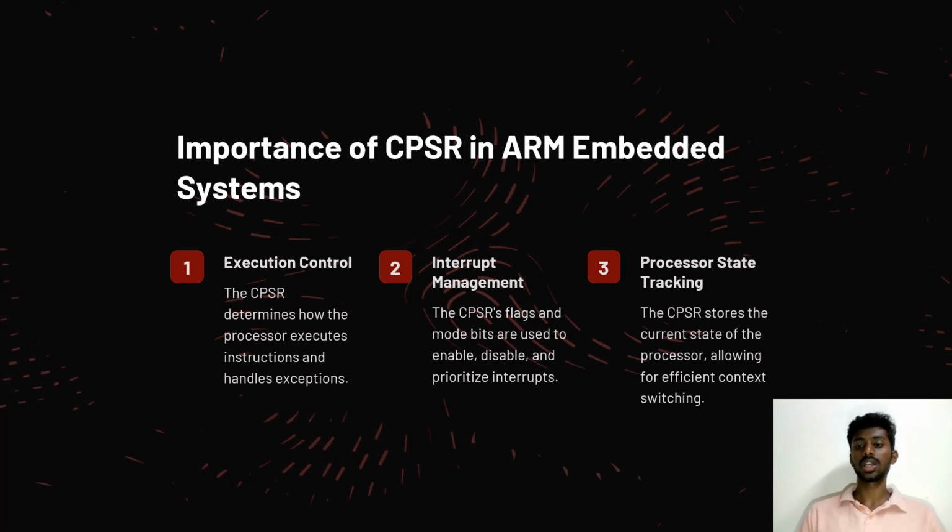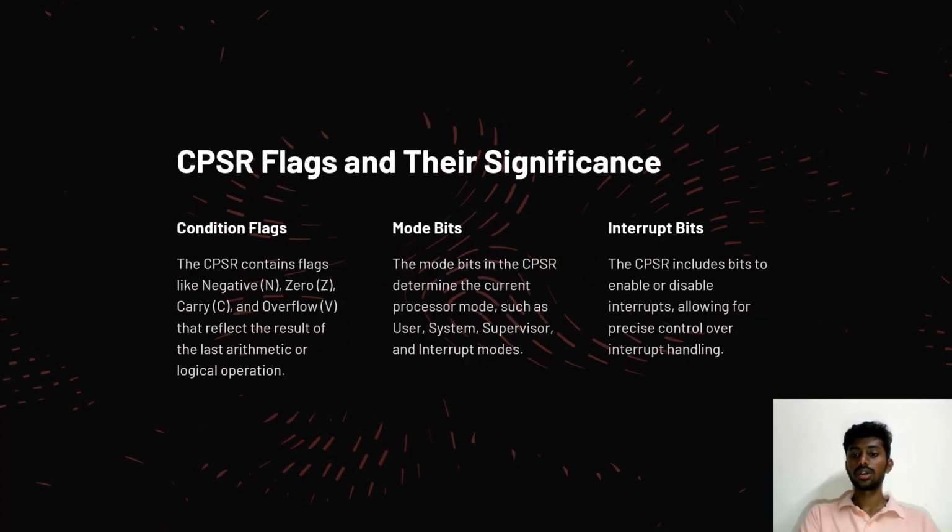Importance of CPSR in ARM embedded systems. Execution control. The CPSR determines how the processor executes instruction and handles exceptions. Interrupt management. The CPSR's flag and mode bits are used to enable, disable, and also prioritize interrupts. Processor state tracking. The CPSR stores the current state of the processor, thereby allowing for efficient context switching.